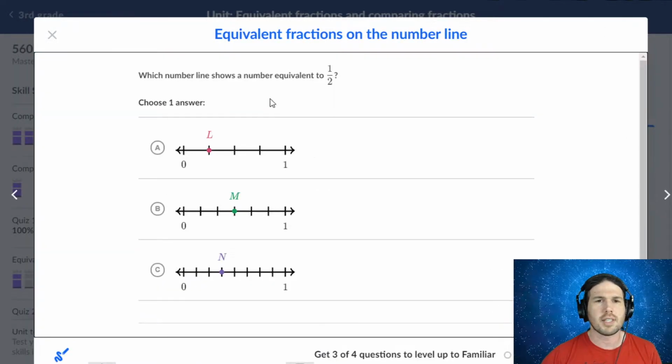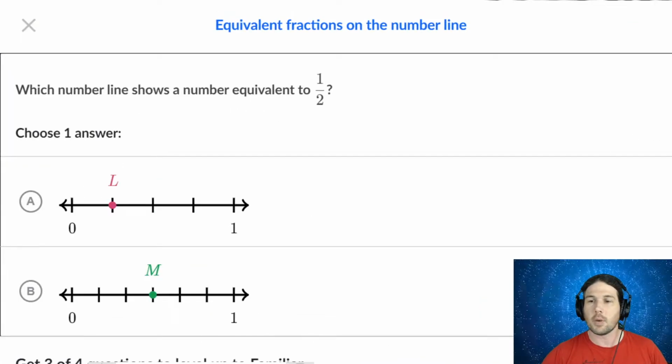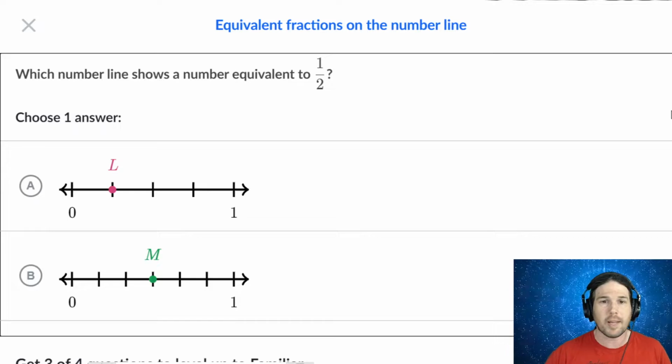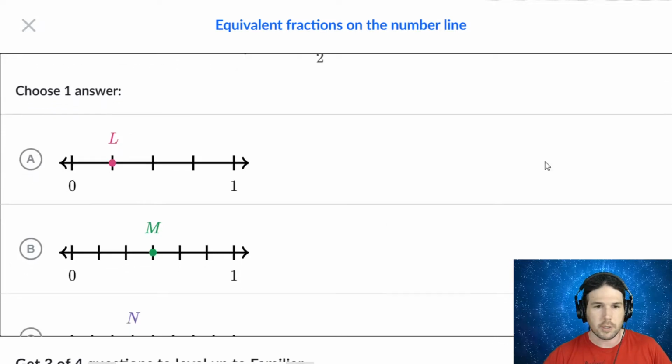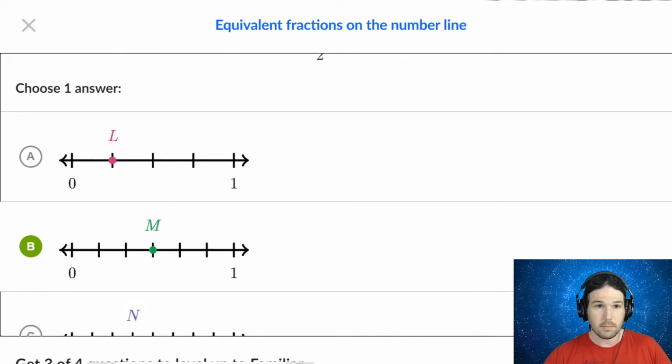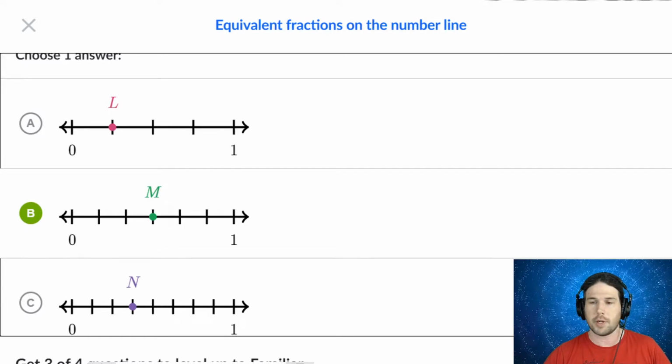Only 4 questions this time. Which number shows the equivalent to 1/2? So it needs to be literally halfway between 0 and 1. So that looks like M to me. And it says choose one answer, so we're good.